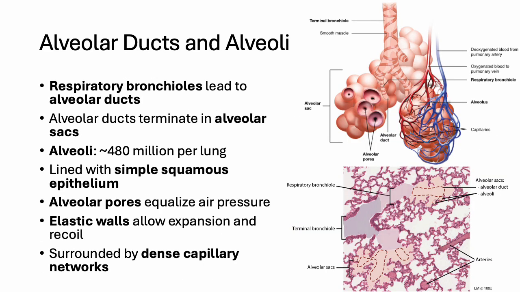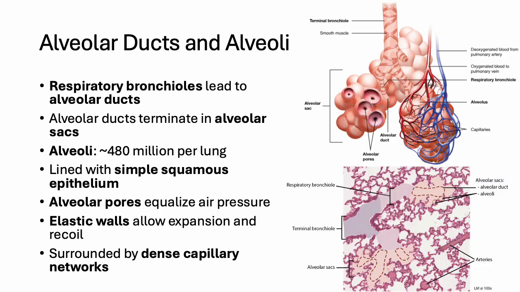Continuing our journey through the respiratory zone, we now focus on the alveolar ducts and the alveoli, the final and most critical sites for gas exchange. After air passes through the respiratory bronchioles, it enters the alveolar ducts. These ducts don't have distinct walls of their own, but are formed by the openings of numerous alveoli. Each duct leads into a cluster of alveoli known as alveolar sacs.